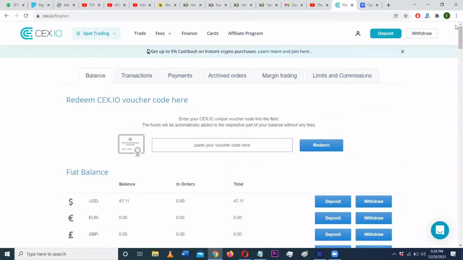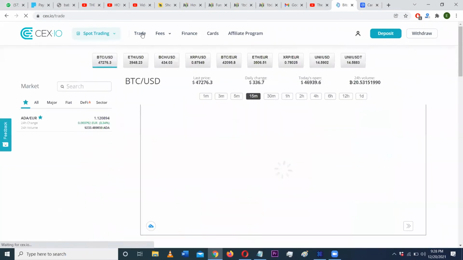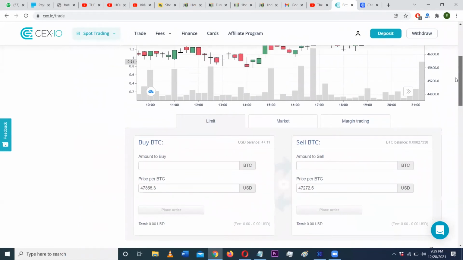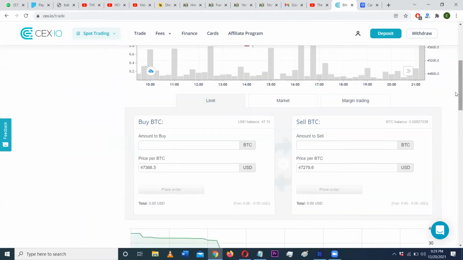So let's go back to trade. Let's play around. I want to buy back the Bitcoin that I sold. I sold the Bitcoin, I now have US dollars. I don't like the dollars, so I'm going to buy it back. So how much do I want to buy back? I want to buy back using my total balance.